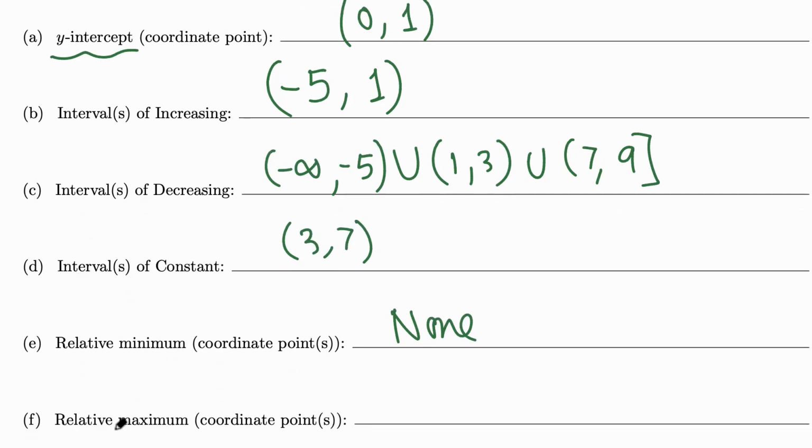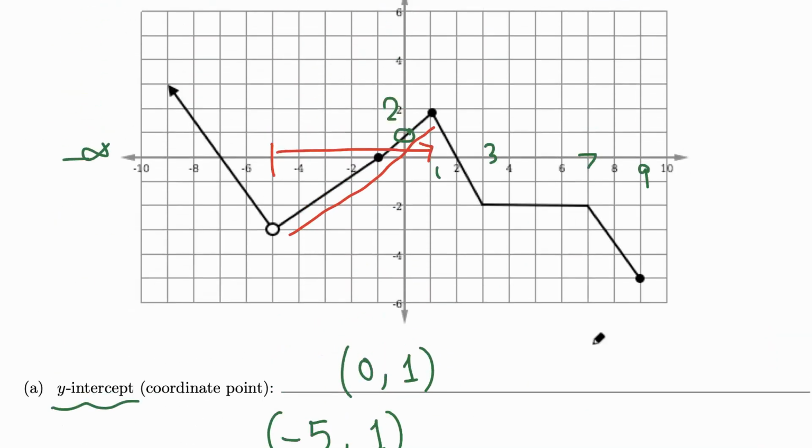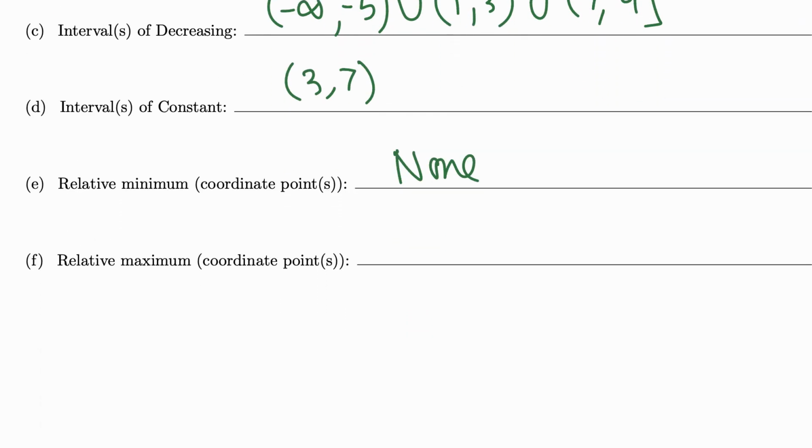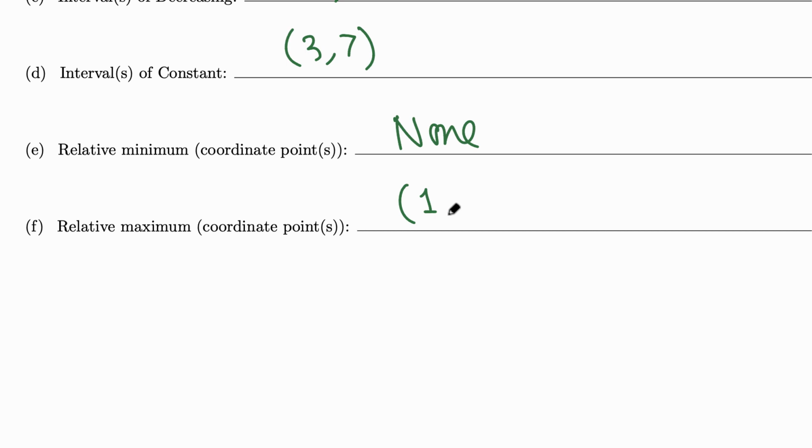Then how about local maximum, relative maximum? Here, that is at 1. At 1 the value is 2.